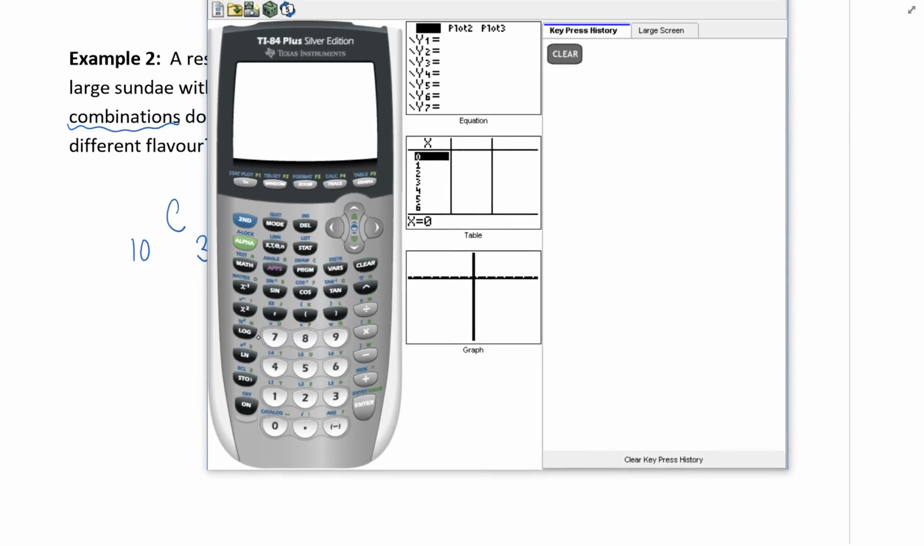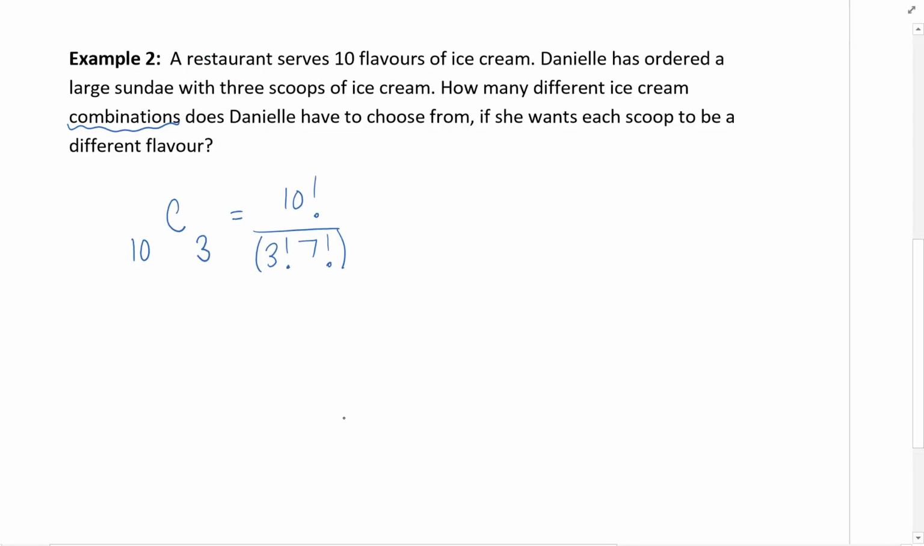So I would put in that 10, then go into my math menu, go over to probability, and that's C, and that would be 3 for R equals, and you would get that value of 120. So what does that mean? There's 120 different combinations of 10 flavors when you're only getting 3 flavors at a time.